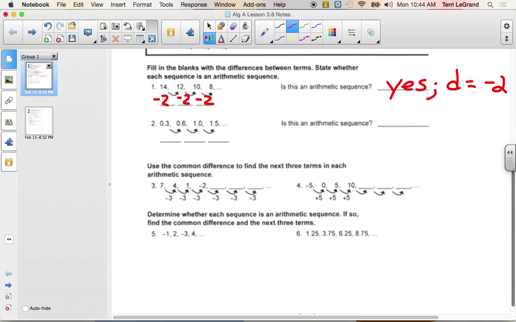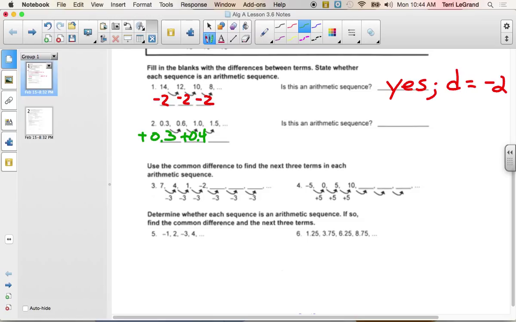Okay, how about number 2? To get from 3/10 to 6/10, what actually has to happen? Riley? Plus 0.3, plus 3/10. To get from 6/10 to 10/10, what actually has to happen? Plus 4, or plus 0.4? Yeah, plus 0.4.